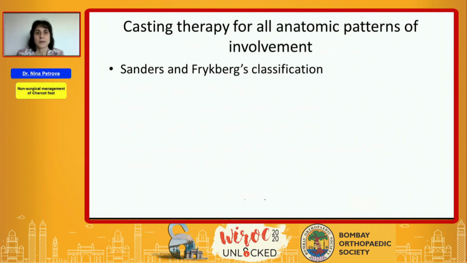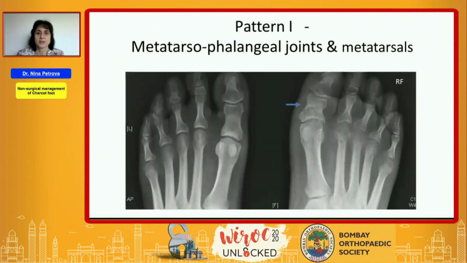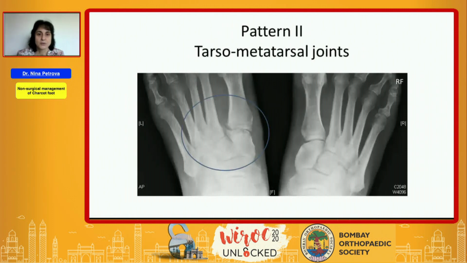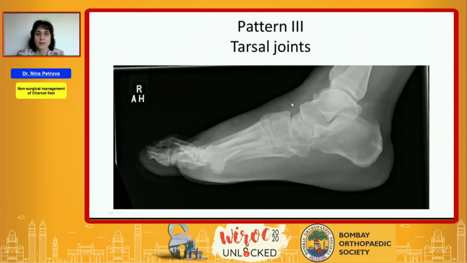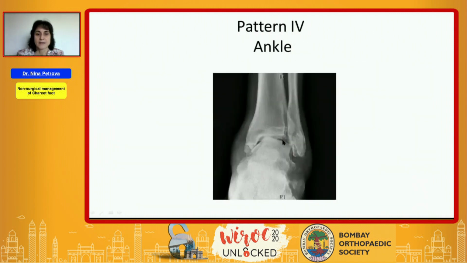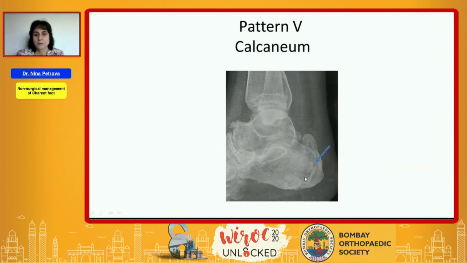Casting therapy can be applied for any anatomical pattern of involvement of the Charcot process as described in the Sanders and Frykberg classification. And in the next slides, I will show examples of classical pattern 1 involvement, metatarsophalangeal joints and metatarsals; pattern 2, tarsometatarsal joints; pattern 3, tarsal joints; pattern 4 involves the ankle; and pattern 5 is a calcaneal fracture.